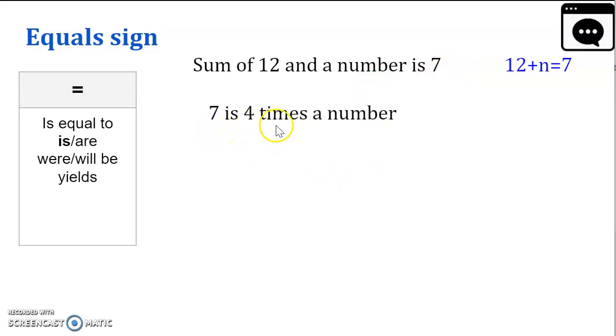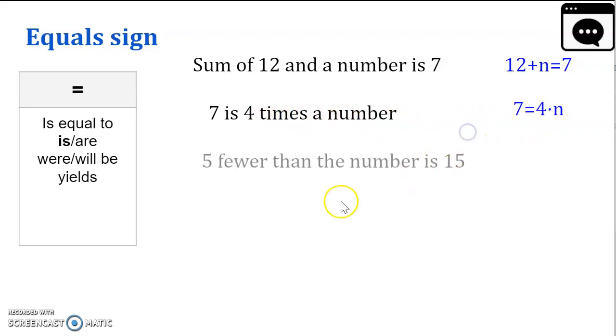What about 7 is 4 times a number? 7 is, so that translates to 7 equals 4 times a number. 4 times a number, so 4n. So 4 times n. So 7 is equal to 4 times n.